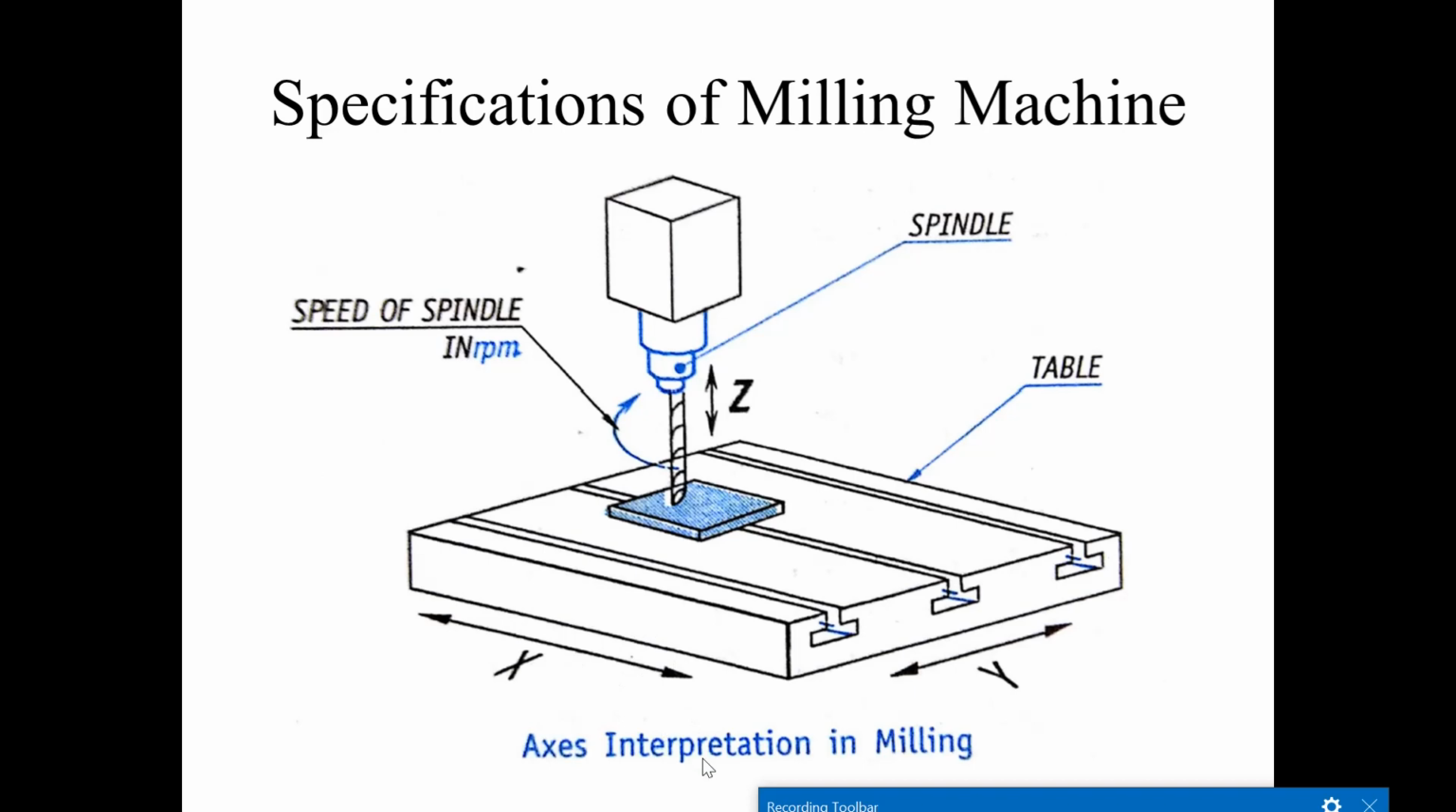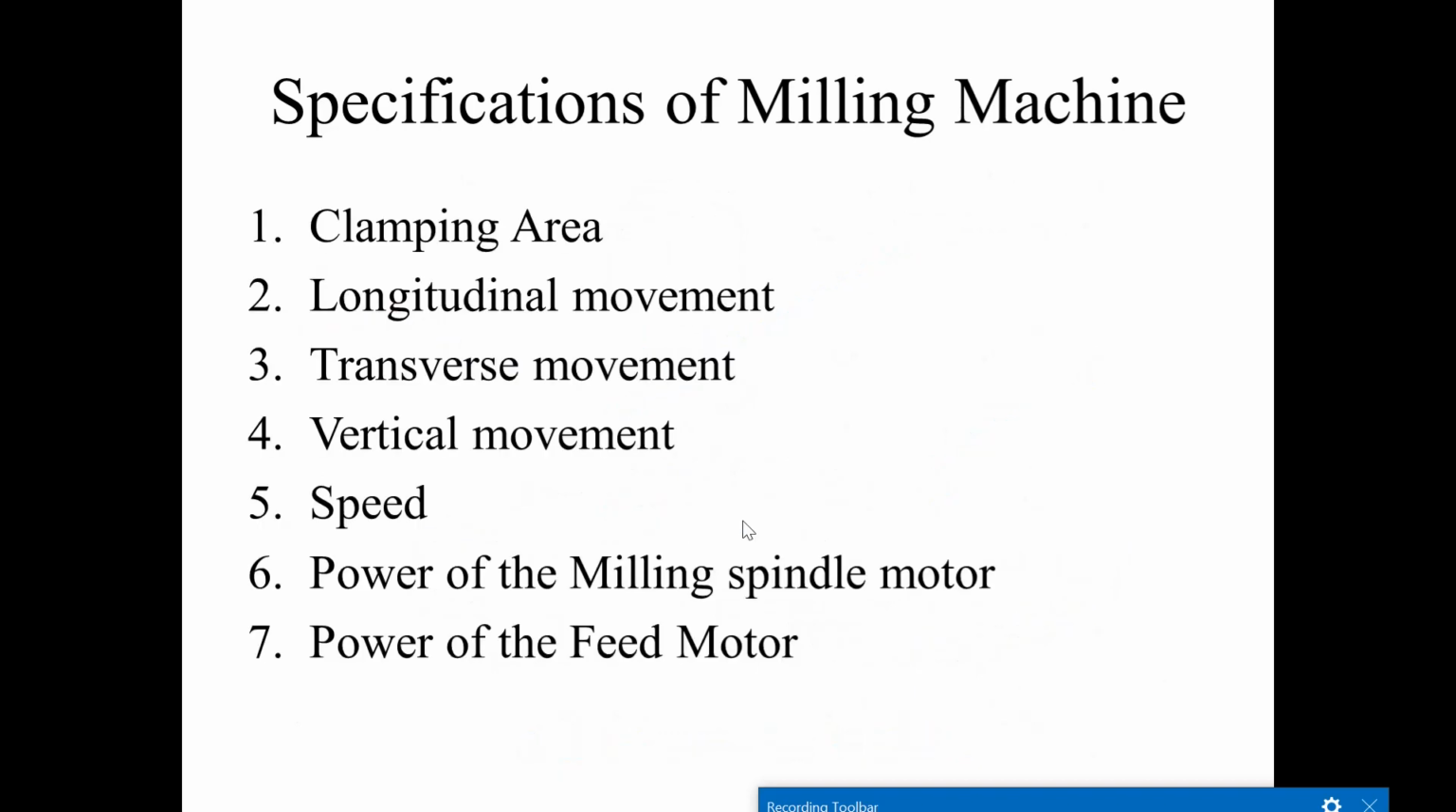And we have an axis interpretation in milling, so that the spindle or the milling cutter can move in x direction, y direction, and z direction. In x direction it is moving front and backwards, in y direction it is moving right side or left side, and in z direction it can move upward and downwards. Those values should all be given in the specifications of the milling machine. So this is the axis interpretation diagram of milling machine.